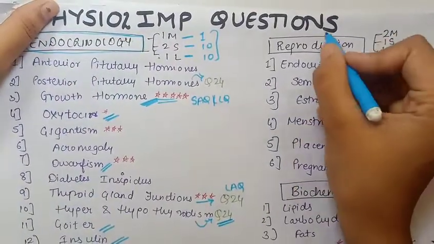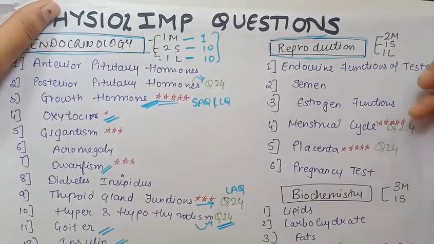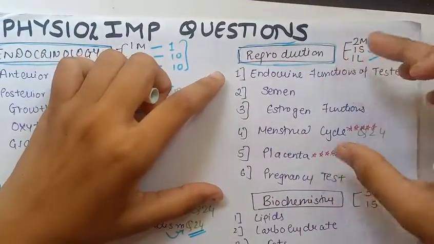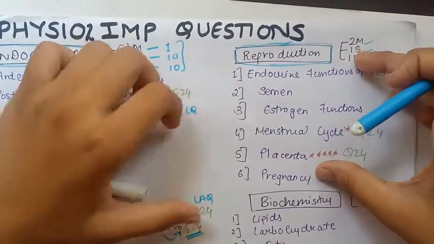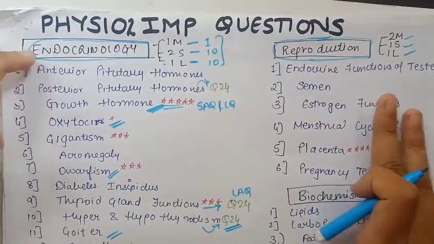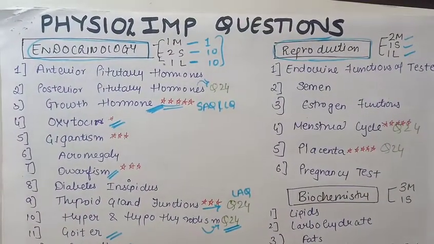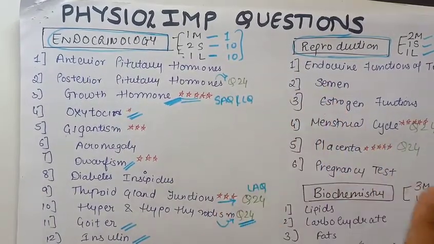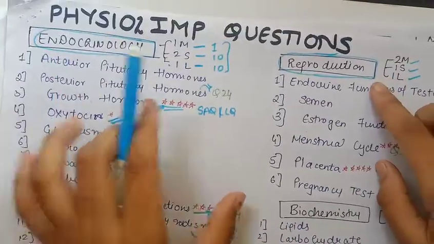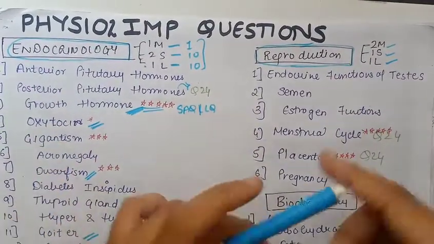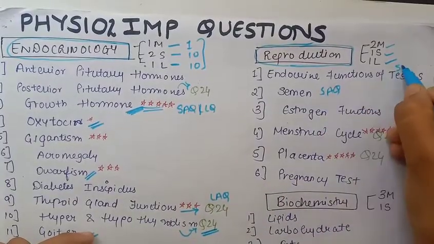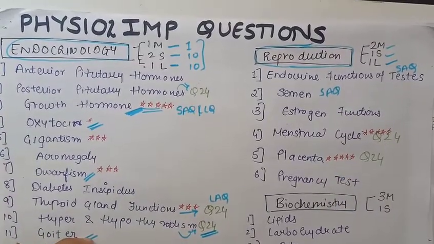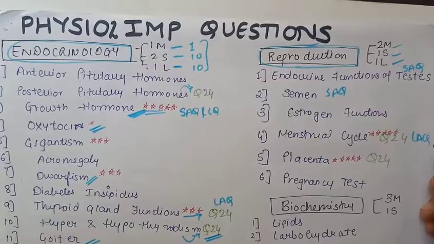Then we'll see important questions from reproduction. We have reproduction in our paper 2. 2 MCQ, 1 SAQ and 1 LAQ will be present from reproduction. From reproduction, there are very minimal topics from which questions will be coming, and these are the most important questions, by seeing the most PYQ questions of the past 10 years, and 90% of questions will be from these only. So endocrine functions of testes are important. Then semen for SAQ, estrogen for SAQ, very much important. Functions of estrogen is important. Then menstrual cycle is important for LAQ.